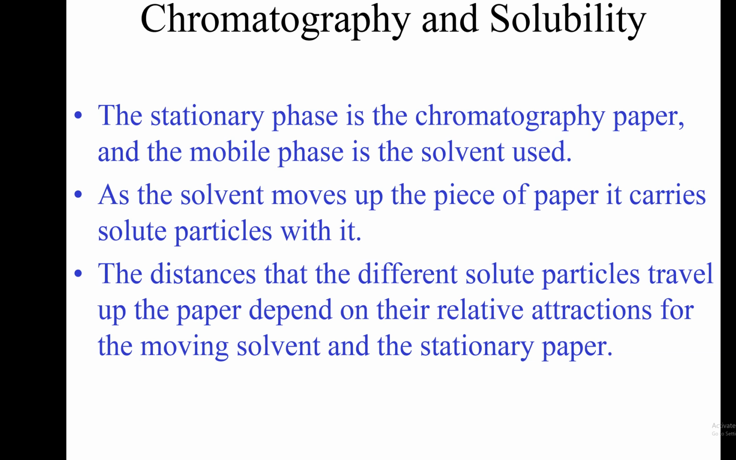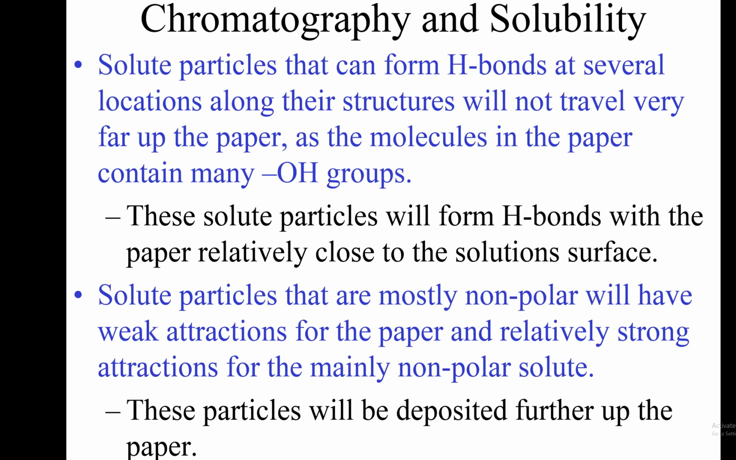Now, the stationary phase in chromatography and the mobile phase. What happens here is that in chromatography paper, you're going to get areas where the solution can actually run, or areas where the solution gets stuck. As the solvent moves up the paper, it carries some of those particles with it. The distance we get really depends on the attraction of that paper. Obviously, the further up it goes, the more attraction it has with the paper and also with the solvent itself. So we've got a couple of forces that we have to discuss. The solid particles that can form hydrogen bonds at several locations along their structures will not travel very far up the paper.